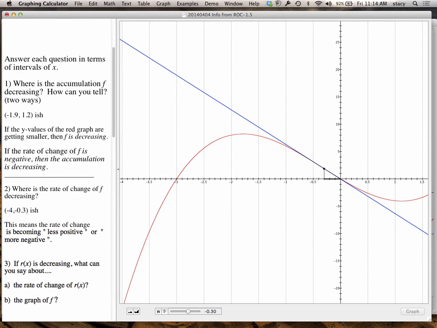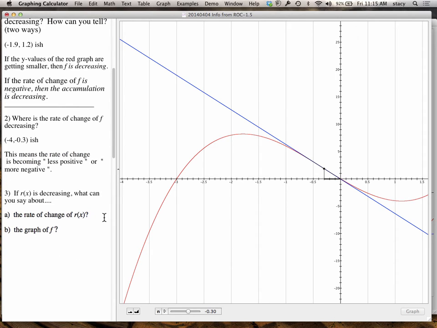So if the rate is decreasing, what can you say about the rate of change of R of x? So I'm saying R is decreasing. What can you say about the rate of change of R? People just came to that conclusion in an instant. Maxwell, how did you come to it?